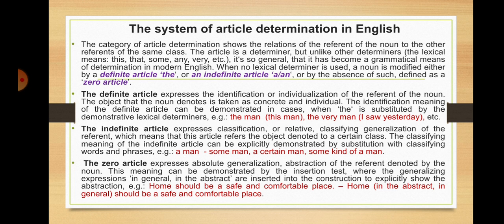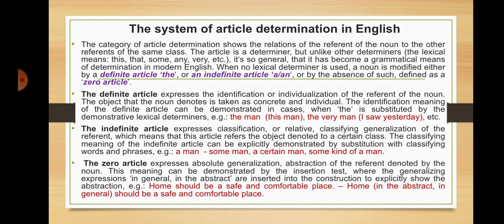And the final issue we're going to discuss in this lecture is the system of article determination in English. The category of article determination shows the relations of the referent of the noun to the other referents of the same class. The article is a determiner, but unlike other determiners, it is so general that it has become a grammatical means of determination in modern English. When no lexical determiner is used, a noun is modified either by a definite article the, or an indefinite article a, an, or by the absence of such, defined as a zero article.